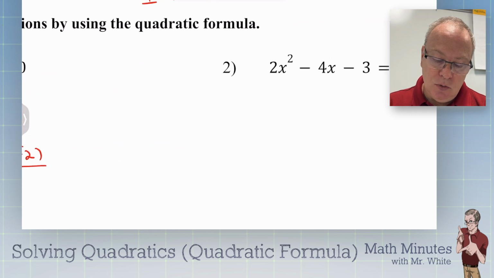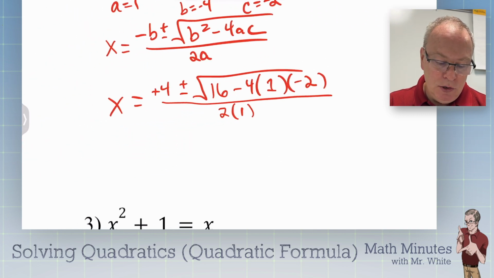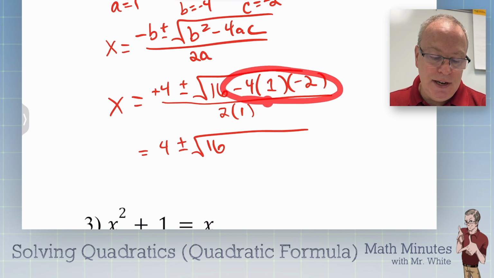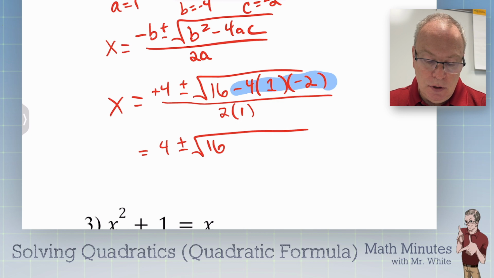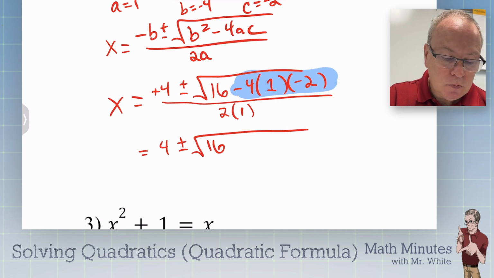I think on this next one, you see here a is going to be 2, but we'll get to that in a moment. So we're really close to the answer, folks. 4 plus or minus the square root of 16. Now here's where I call the danger zone, right in here. This is the danger zone. You got to be really careful, folks, because a lot of students get the sign wrong here.